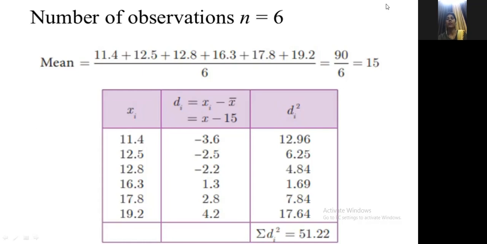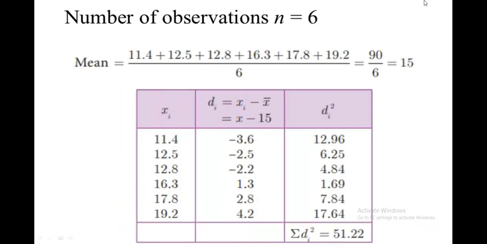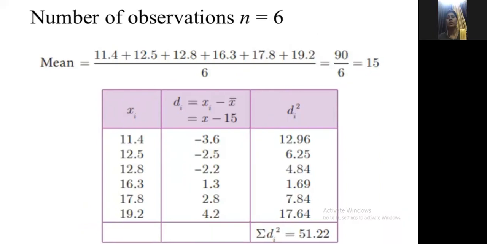In the third column, we have found the square of the deviations. So here you can see the values: the square of 3.6 as 12.96, the square of 2.5 as 6.25, after that 4.84, 1.69, 7.84, 17.64, and the sum of all these squared deviations is 51.22. Now we have to calculate sigma, that is, the standard deviation.